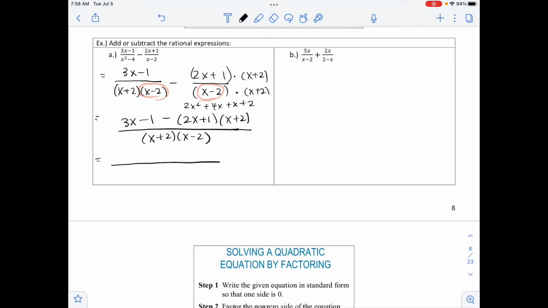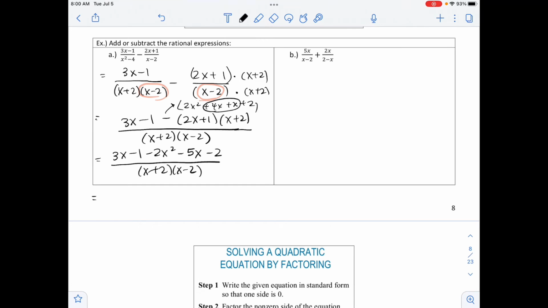And so from here, we would have 3x minus 1, and then I'm going to distribute my negative sign that I have here to every single term in there, and then also combine these two middle terms. So we're going to have negative 2x squared minus 5x minus 2 all over my x plus 2, x minus 2. And then from here, we're going to go ahead and just combine our like terms.